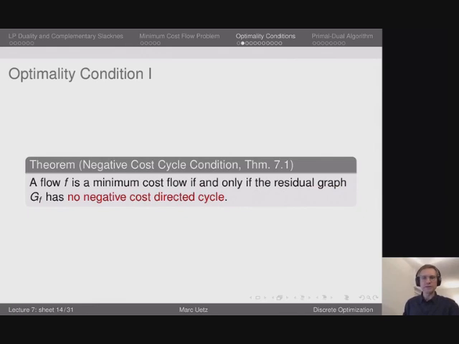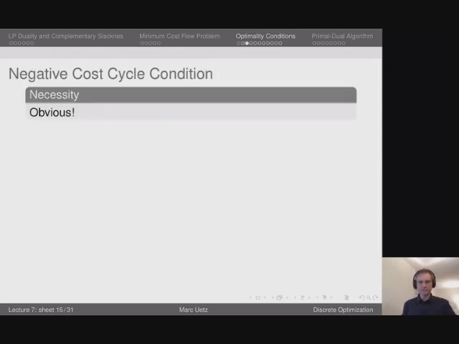Intuitively, that makes total sense, because if I have a negative total cost directed cycle with residual capacity at least 1, then I can send at least 1 unit along that cycle. And because it's a total negative cost, I will save money. I will decrease the objective function value. So let's look at the proof of this optimality condition.